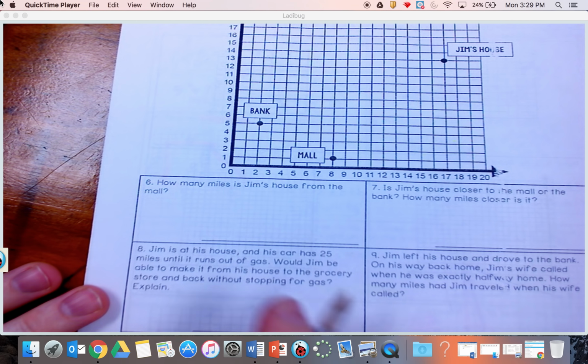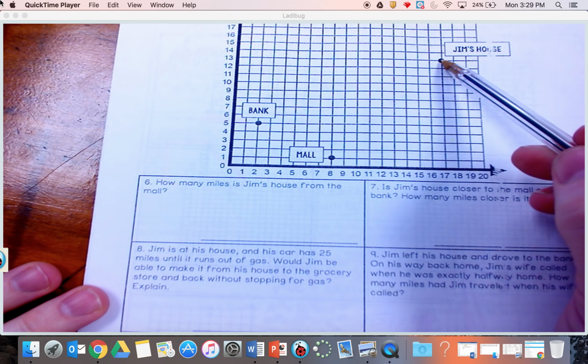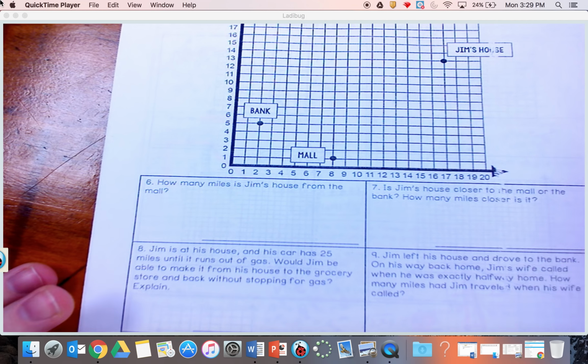Okay, just read what it says to do. How many miles from Jim's house to the mall? Here's Jim's house to the mall. Make your triangle. That's all we're doing is making triangles. And you should be able to handle that and solve that question and be able to answer these questions.